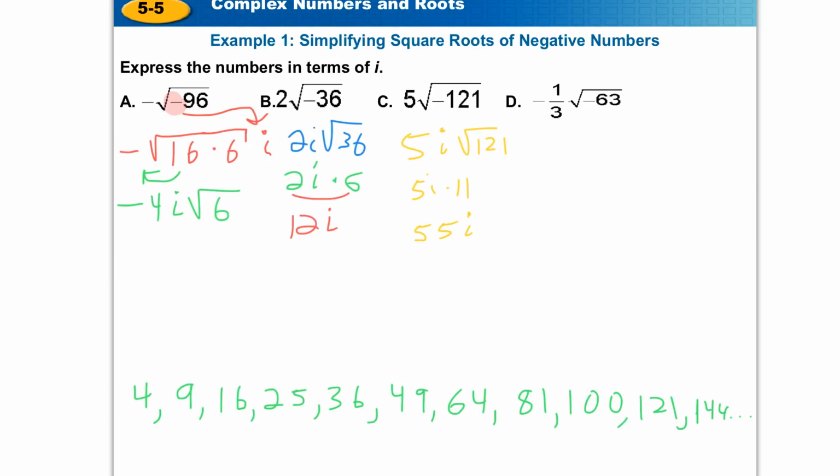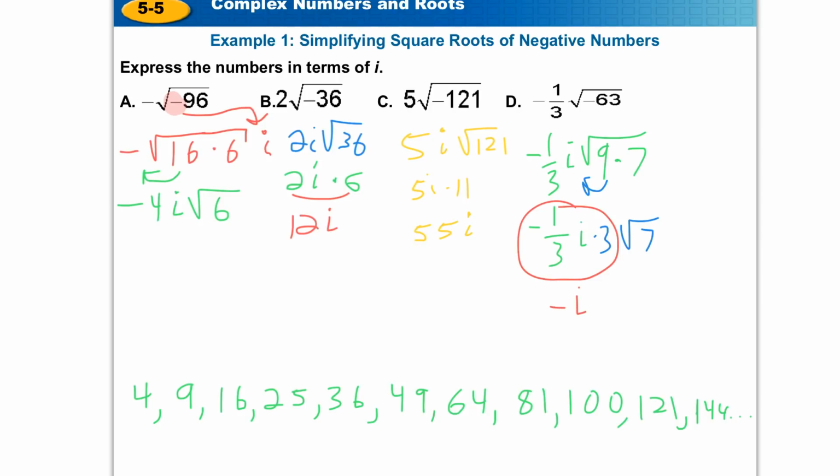So the last problem here, we've got negative 1/3. The negative inside the square root becomes i, and then what goes into 63 off a list of our perfect squares? It's going to be 9. 9 goes in there 7 times. So now we have negative 1/3 i. The square root of 9 is going to be 3. And then the square root of 7 can't be simplified anymore, so it's going to stay inside the parentheses. And the last thing we're going to do is take negative 1/3 times 3, which is going to be negative 1, and negative 1i.